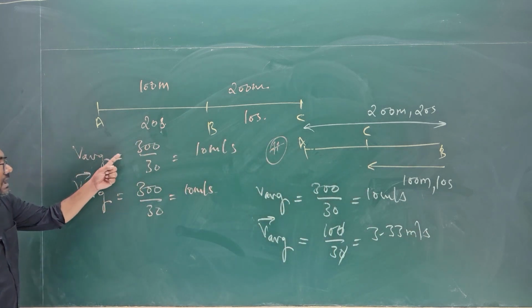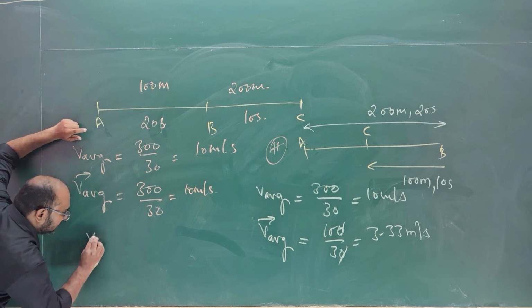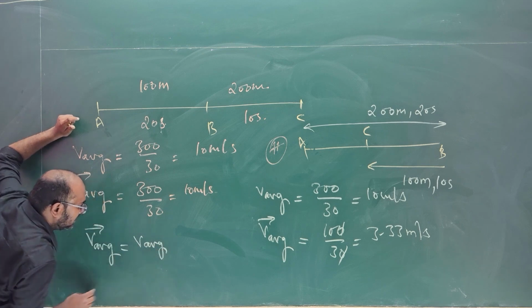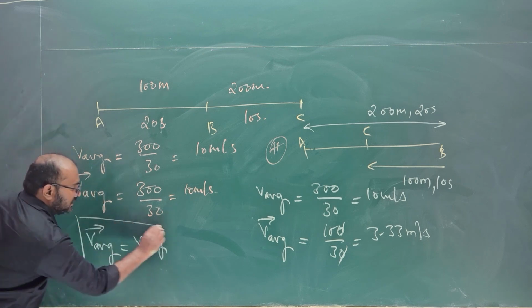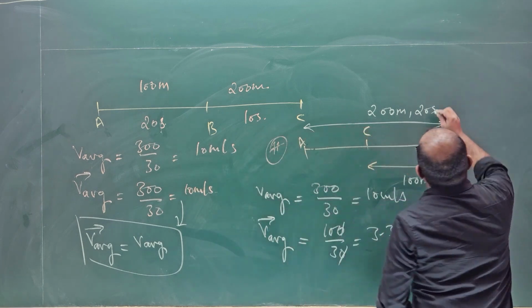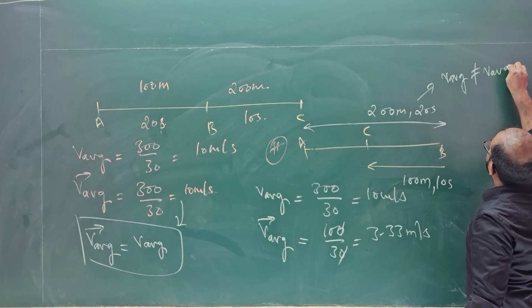Now, what is happening in this situation and what is happening in that situation? Can I say that in this situation, average velocity and average speed are equal? And over here, in this situation, can I say that average velocity is not equal to average speed?